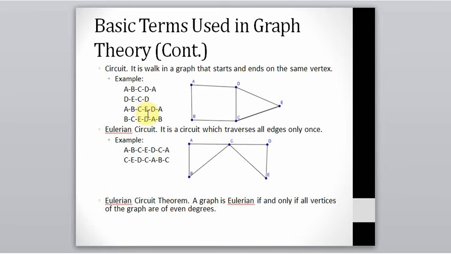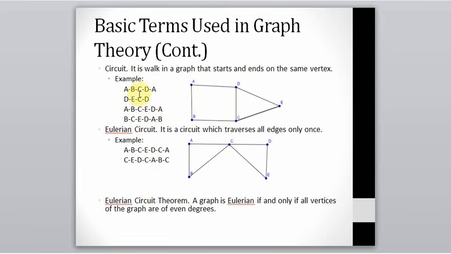Next, A, B, C, E, D, A. So from A to B to C to E to D back to A. Another example, B. So B to C to E to D to A to B. So it started with B, it also ended with B. So still, there are a lot of circuits that you can get from this figure.